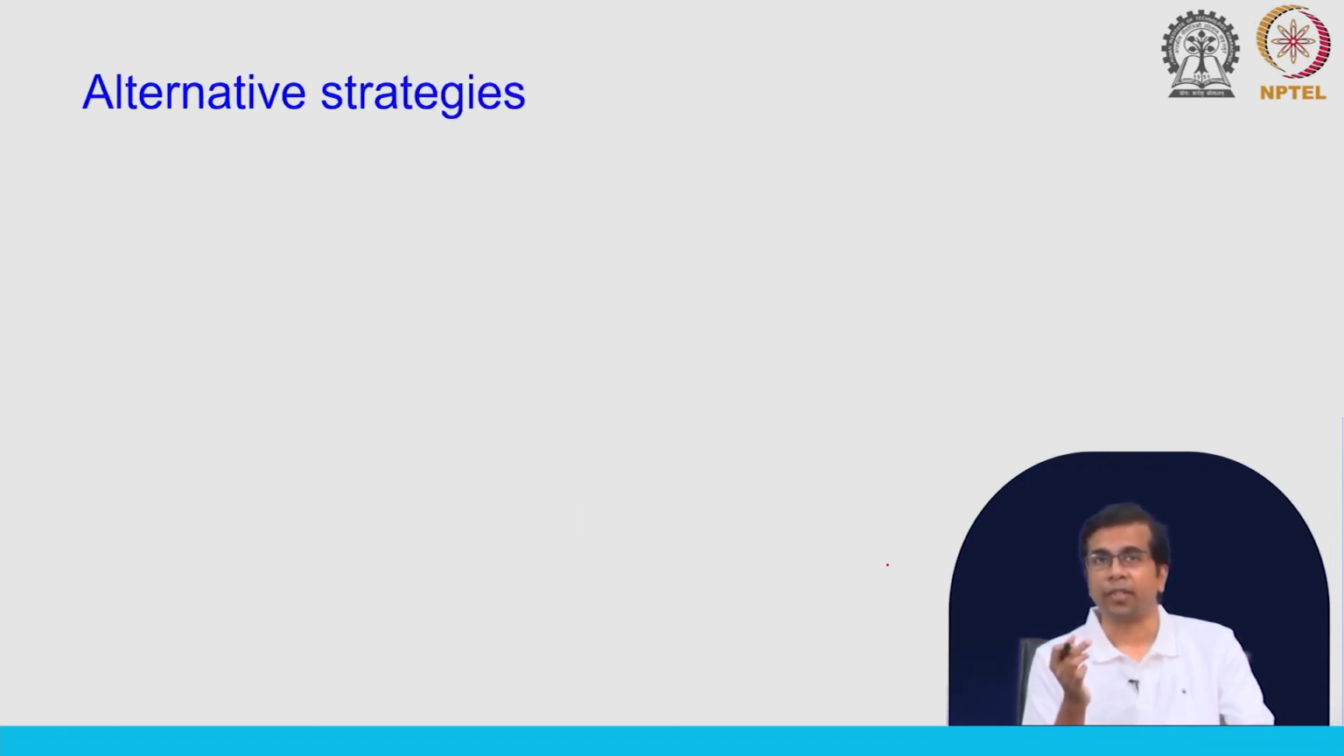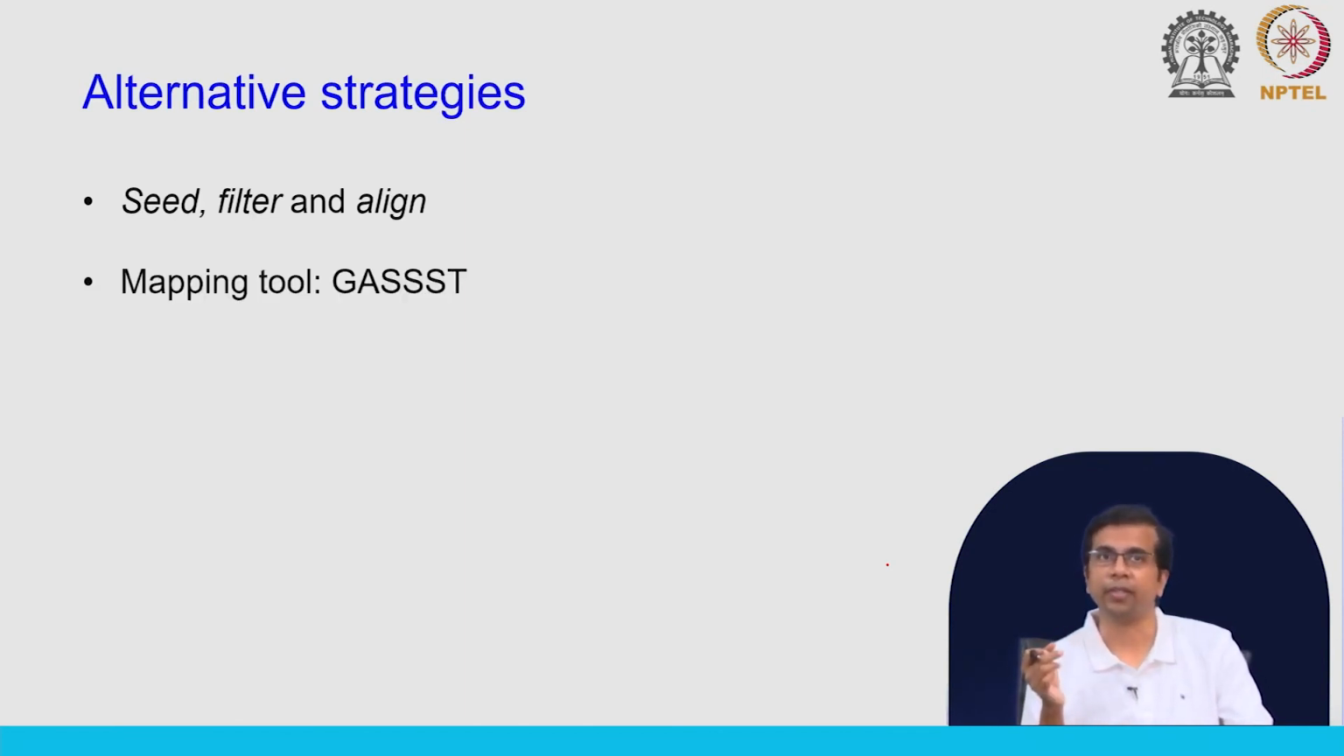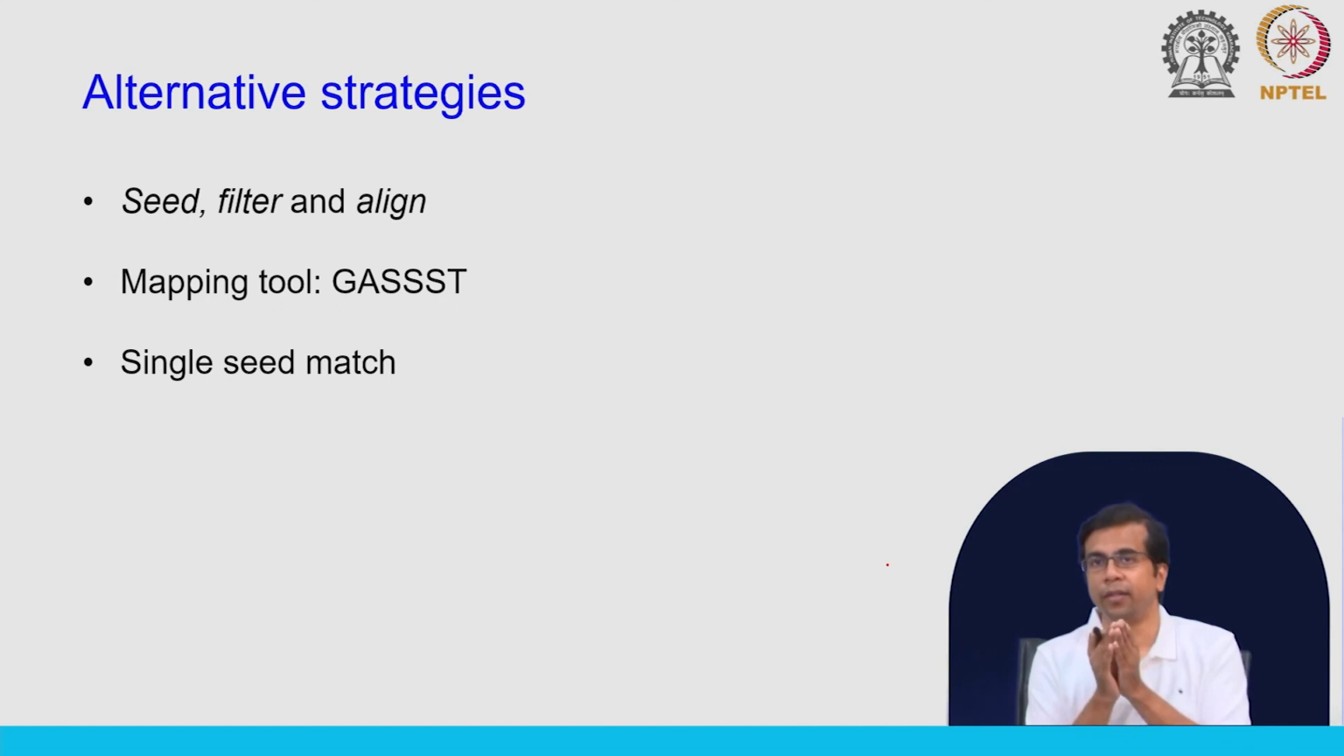So, what are the alternative strategies that we have? This is an alternative strategy called seed, filter and align, implemented by a tool like GSST. What we have is a single seed match. This tool takes a single seed and matches it against the reference hash table. Now, let us say it finds multiple matches, multiple locations, multiple values.